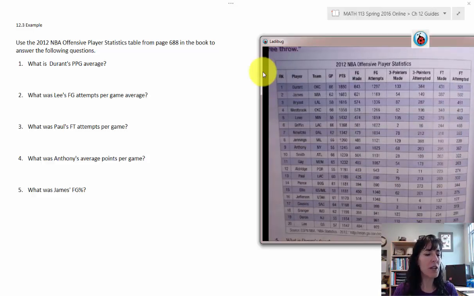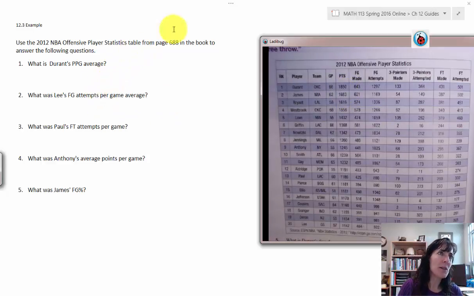So we are looking for Durant's points per game average. Durant is the first player listed, so he was the top offensive player for 2012. He was on the Oklahoma City Thunder, and he played 66 games and he scored 1,850 points.